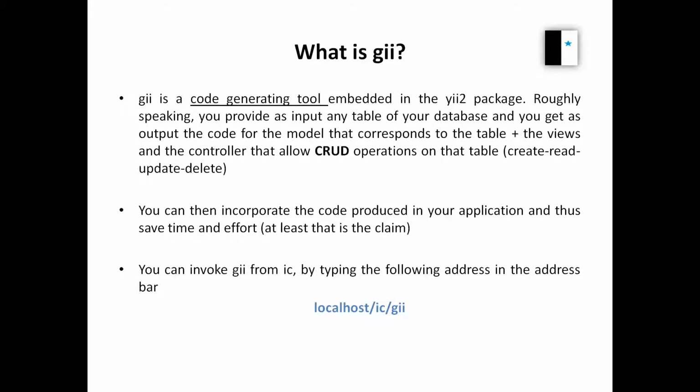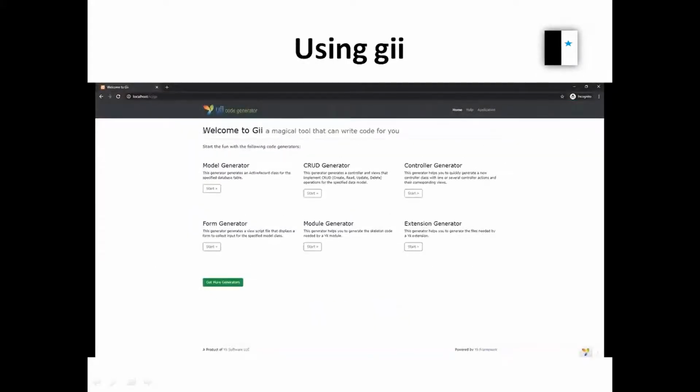And you can then incorporate the code produced in your application and thus save time and effort, or at least that is the claim. You can invoke Yii from IC by typing the following address in the address bar of the browser. It is localhost/ic/Yii. It says, welcome to Yii, a magical tool that can write code for you. And it provides you with many generators. And we shall pick the model generator.